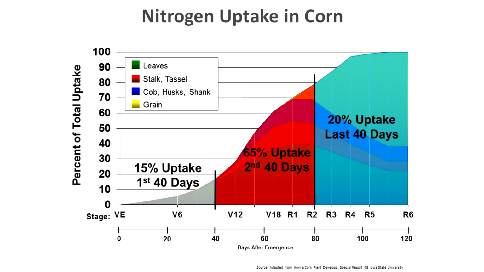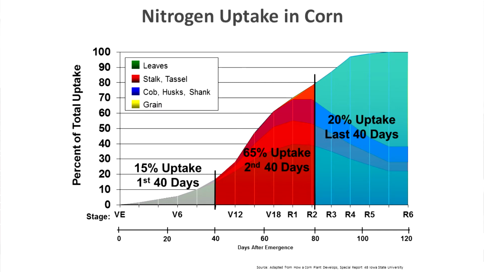Then you have the percent of total uptake here on the left. And then the colors represent where it goes. So this is the amount of nitrogen that gets built into leaves. This is the amount that goes into the stalks, cobs. And then the yellow portion is what actually goes into the grain. What we can grind up and find in grain when it's all said and done.